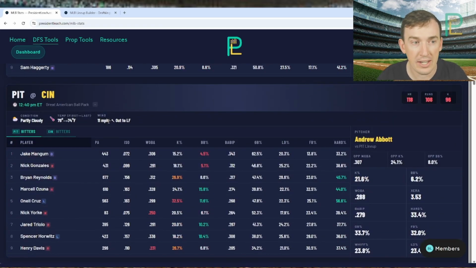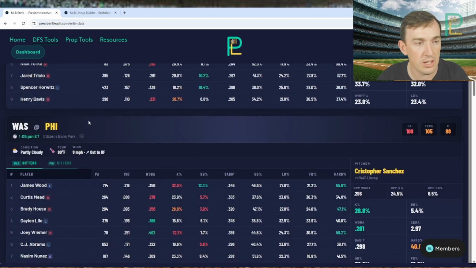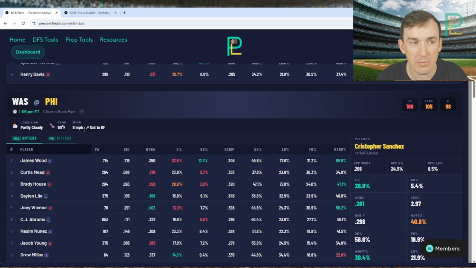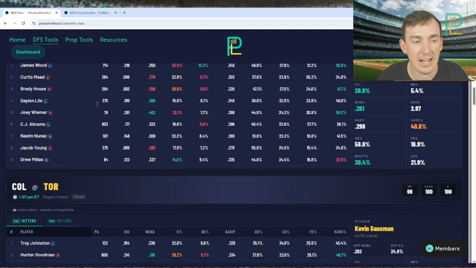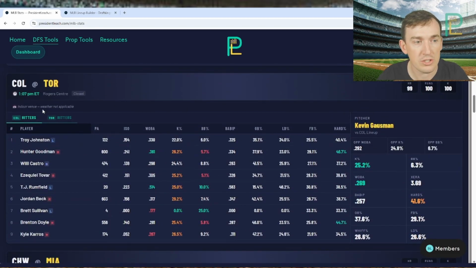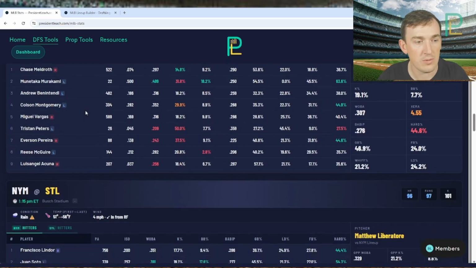A little bit of wind out here in Cincinnati. We know Paul Skenes is in that game, so that's interesting to note. Washington and Philly, another warm game with wind blowing out. So maybe we're a little lower on Christopher Sanchez if he's coming in higher owned. Colorado and Toronto are in the dome, and Miami.